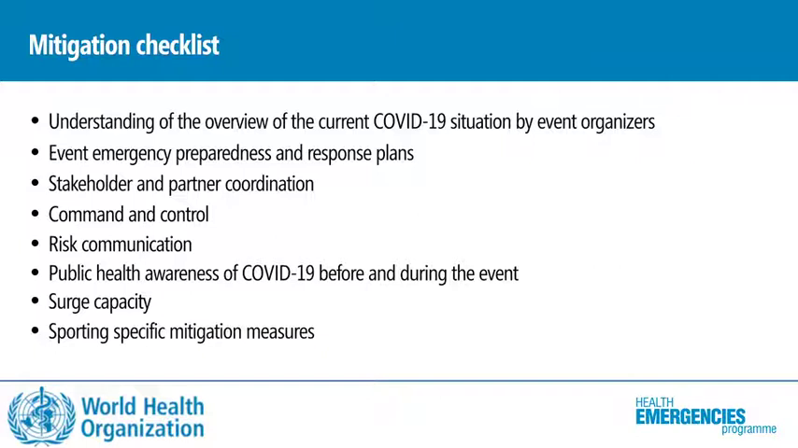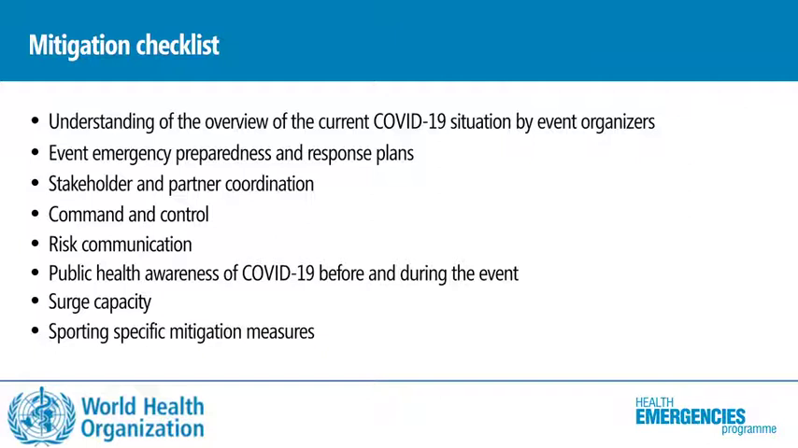While the mitigation checklist includes all the measures found in the generic risk assessment tool, there are also some specific mitigation measures for sporting mass gatherings that have been included for consideration. As with the risk assessment, you must use the accompanying WHO COVID-19 risk assessment addendum for sporting events Excel file to conduct the mitigation checklist, which can be found on the third tab of this Excel document.